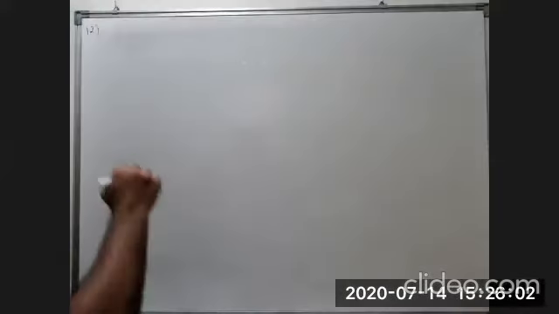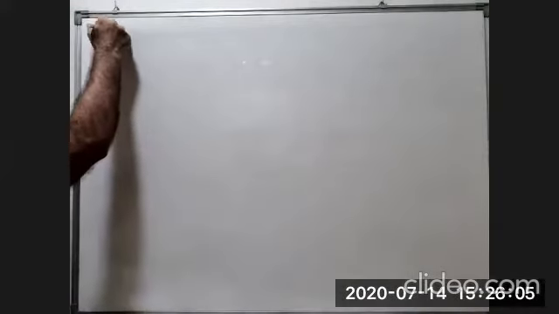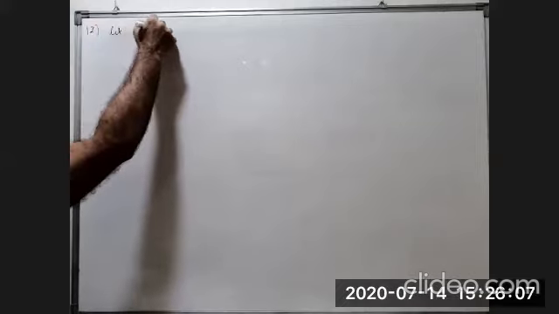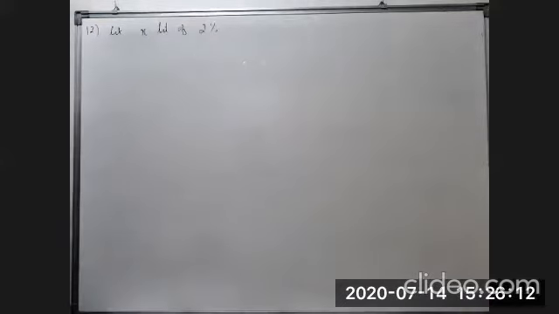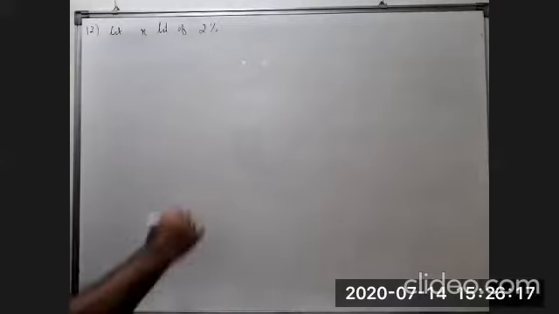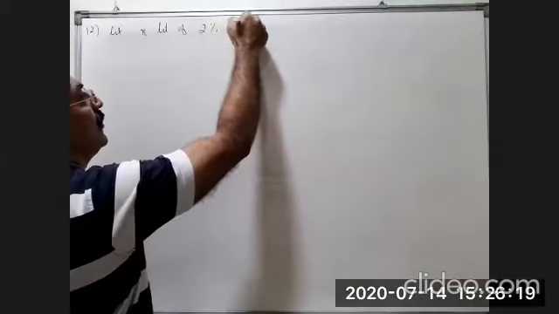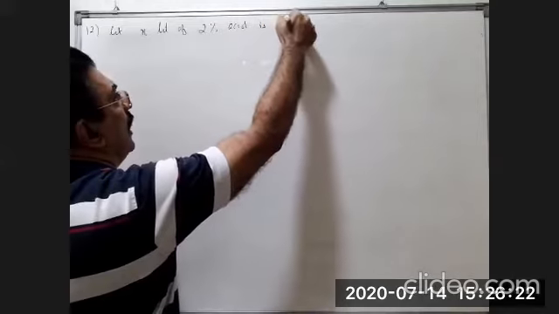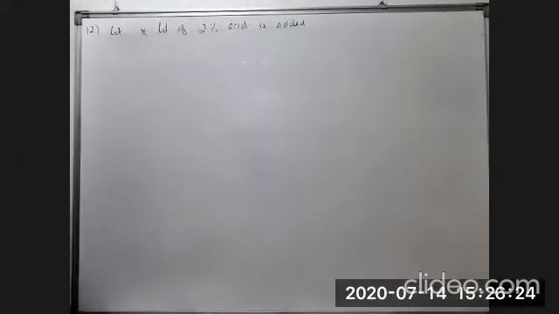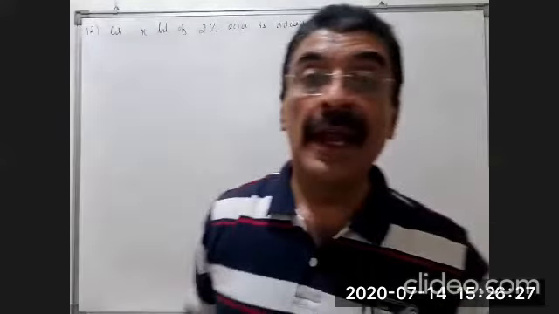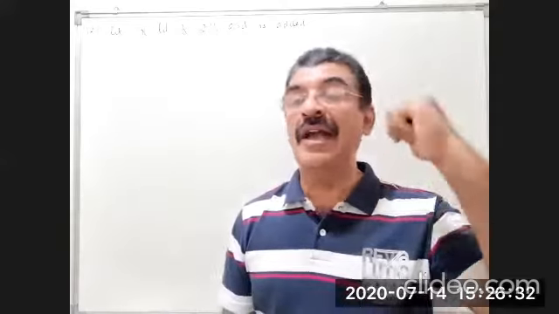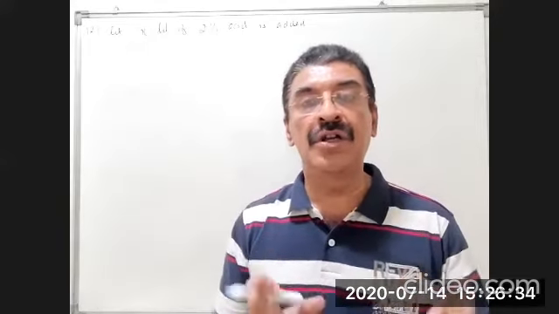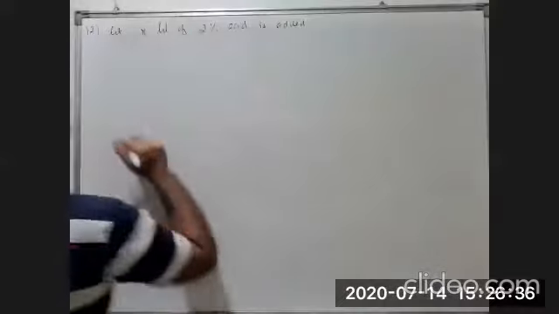So, assume that X liters of 2% acid solution is added. We are adding X liters. So now in our hand, what is the total quantity of the solution?